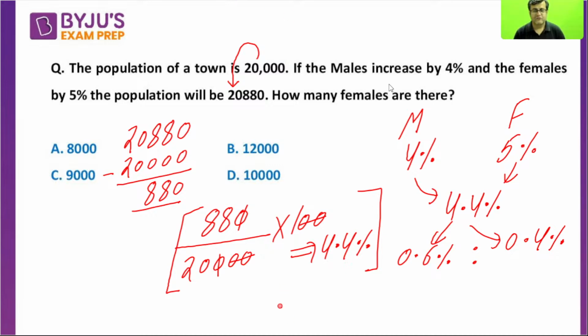Ram, which point is not clear? You will have to tell me which particular point is not clear. Because 20,000 become 20,880. So 880 is the increase on 20,000 into 100. So 4.4% is the overall increase.